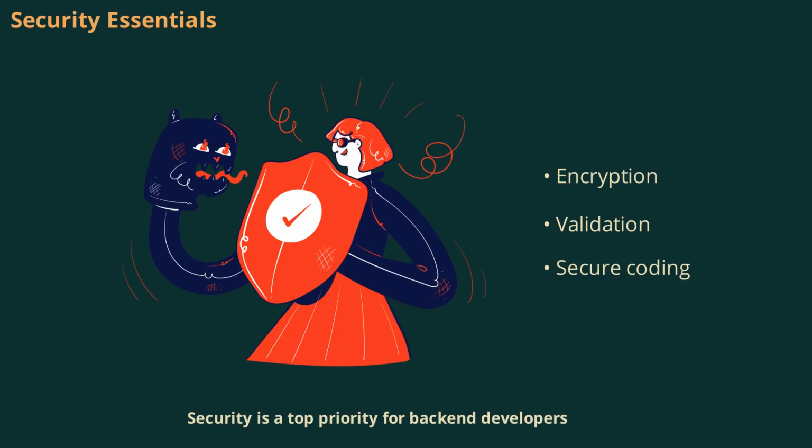Security is a top priority for backend developers. You'll need to protect your applications from threats like SQL injection, cross-site scripting, and data breaches. Learning best practices for encryption, validation, and secure coding will help you build trustworthy systems.